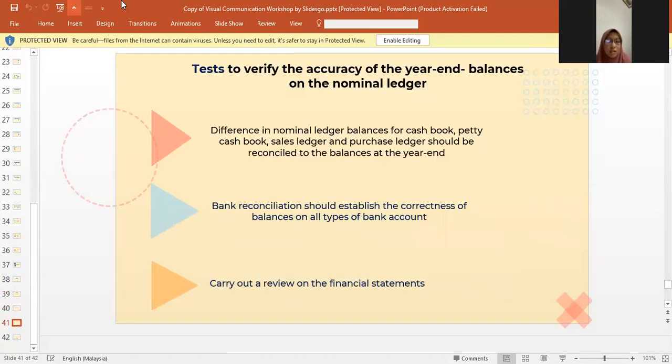And lastly, a test to verify the accuracy of the year-end balances on the nominal ledger. First, I would reconcile the differences in the nominal ledger balances for the cash book, petty cash book, sales ledger, and purchase ledger to the balances at the year end, so that both balances are the same. And then second, bank reconciliation should establish the correctness of the balances on all types of bank account.